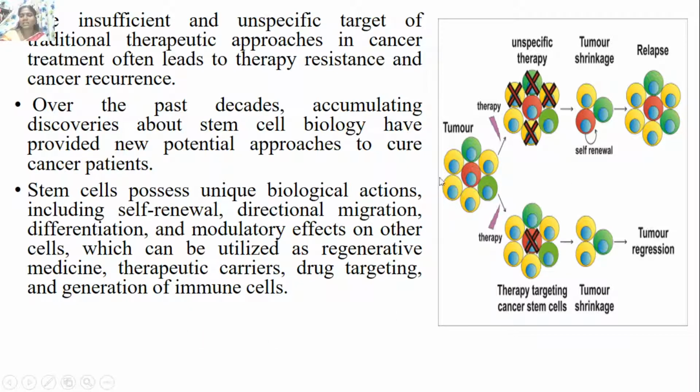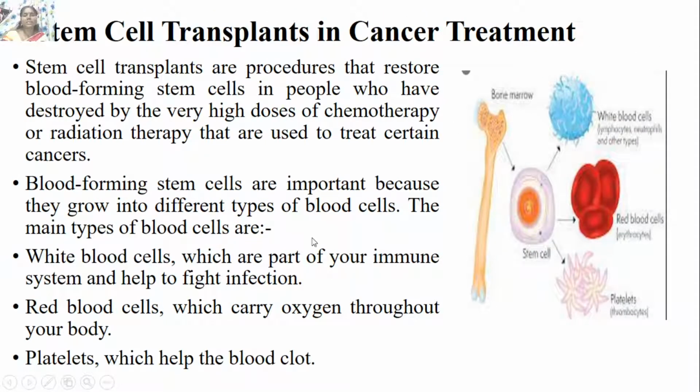As I told you in the earlier slide, the conventional treatments may lead to tumor regression. The first therapy available using stem cells is stem cell transplants in cancer treatment. Stem cell transplants are procedures that restore the blood forming stem cells in people whose stem cells have been destroyed by very high doses of chemotherapy or radiation therapy used to treat certain cancers.